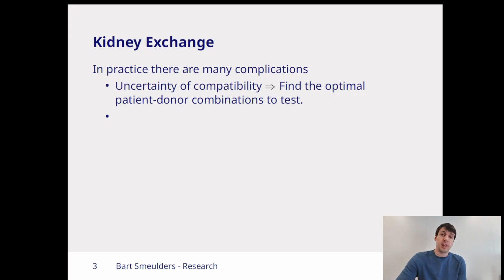Preferably, we'd like to do these tests beforehand, but this is very expensive, both in time and money, to test all possible patient-donor combinations. So in one application, we studied the problem where we wanted to find a small set of edges to test, such that the expected number of transplants after a test was as large as possible. This is a challenging optimization problem requiring techniques from stochastic programming and decomposition techniques to which we needed to add some insights into the specific problem.